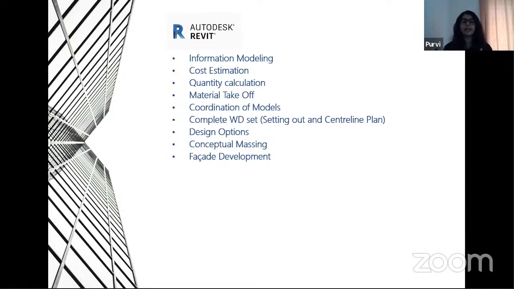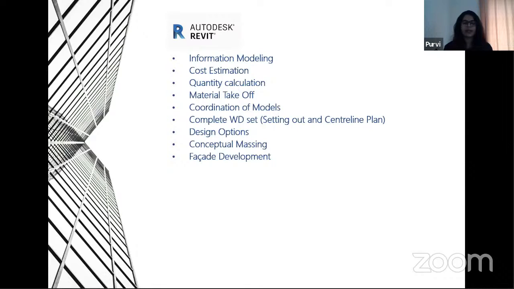So it is that easy to work on Revit. Moving ahead, we have the conceptual. When you have it, you can immediately start designing. You can start placing your blocks and designing on Revit itself, where it is all done through massing.